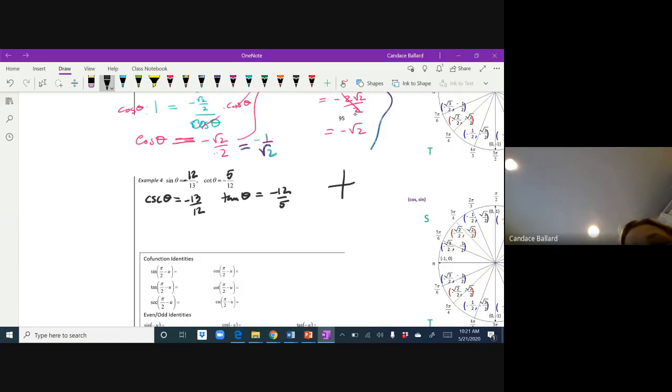I'm going to test out my All Students Take Calculus and make sure I know which quadrant I'm working out of. So sine is negative. I know sine's negative in quadrant 3 and quadrant 4. And then I've got to go to something totally different. Tangent or cotangent is what was originally given. Either way works. Cotangent is also negative. So out of these two, cotangent negative would be quadrant.